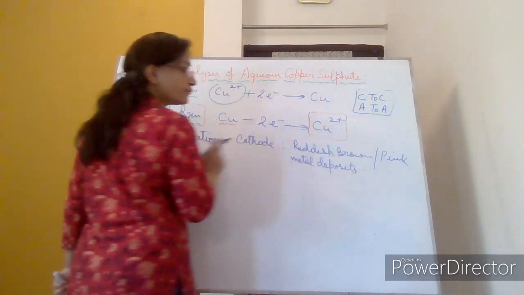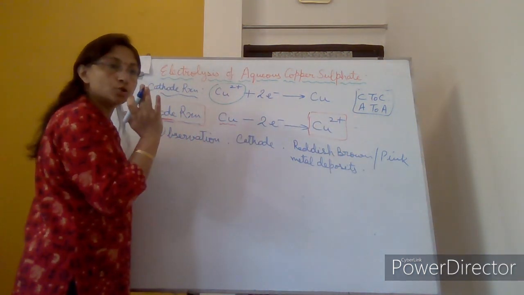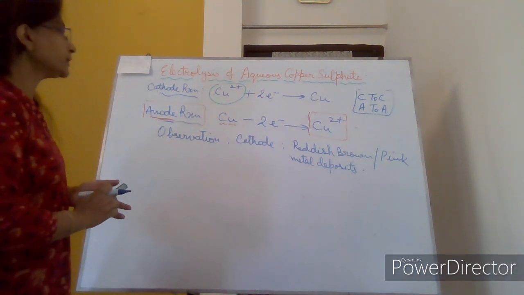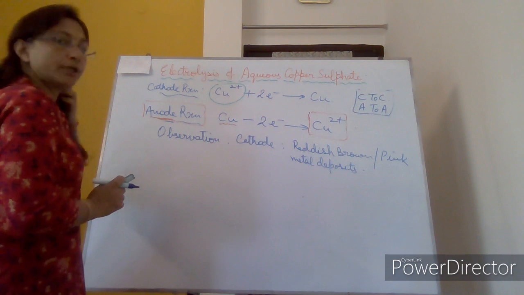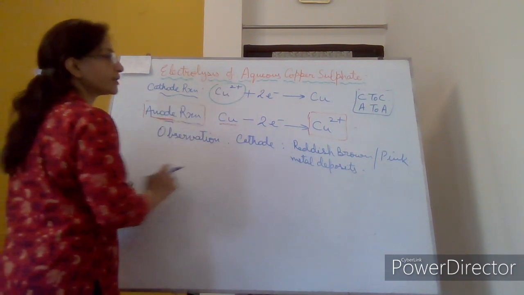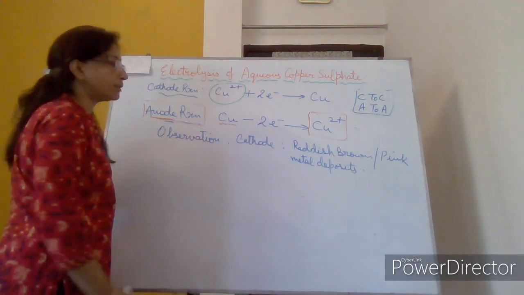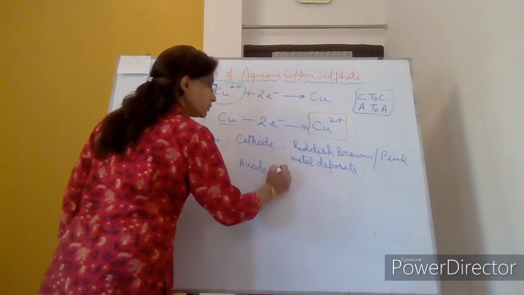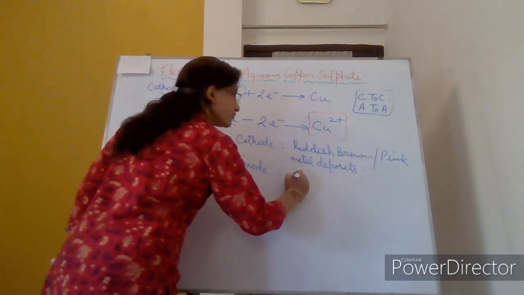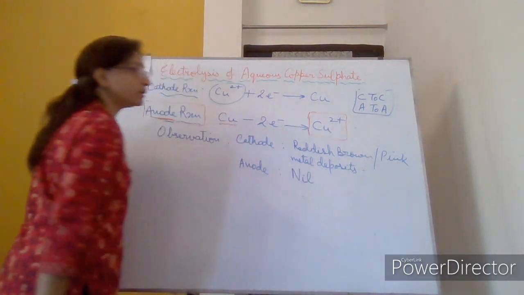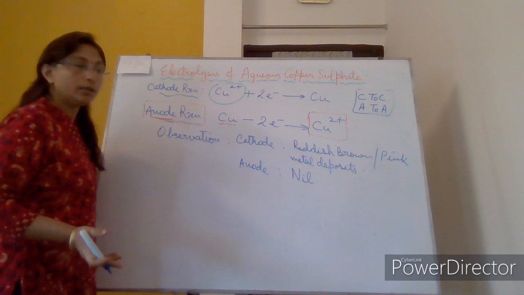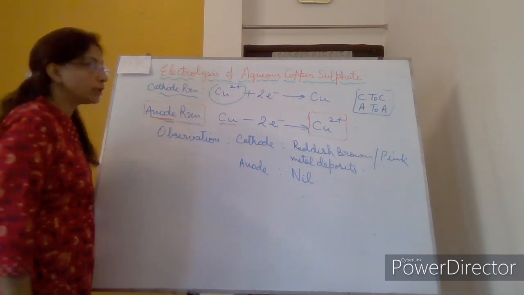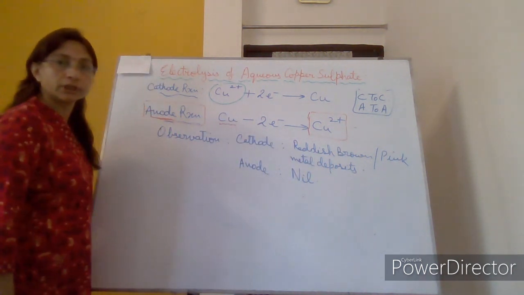क्योंकि हमें ऑब्जर्वेशन में केवल क्या लिखना है, जो भी चीज हम अपने फिजिकल सेंसेस से परसीव कर पा रहे हैं, that is our observation. So here the copper is giving us reddish brown or pink metal deposition. And what is the observation at anode? The observation at anode will be nil. We will not be able to see anything depositing at anode because the anode itself is producing the ions.